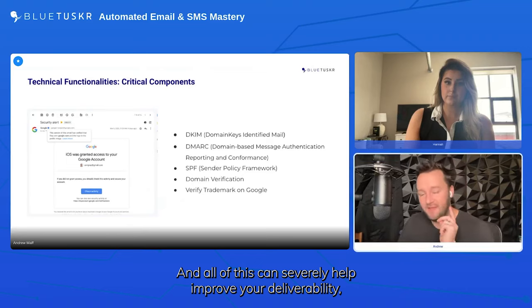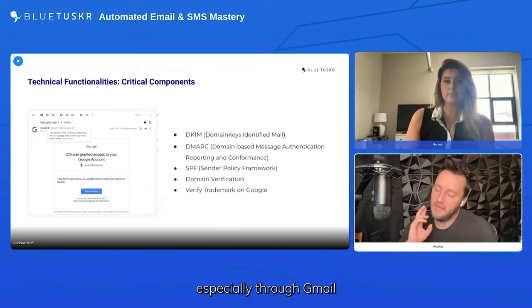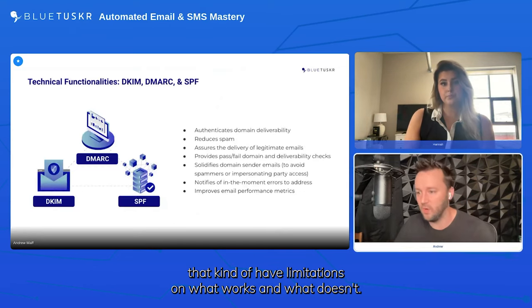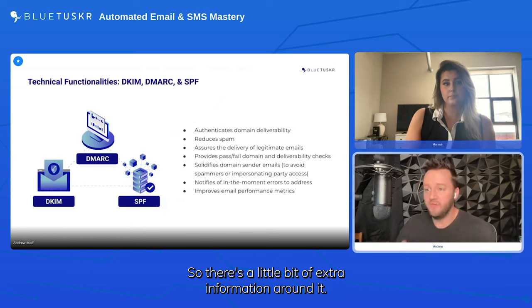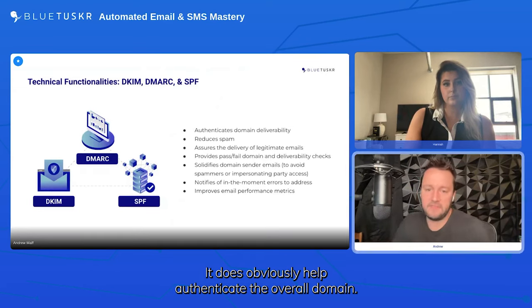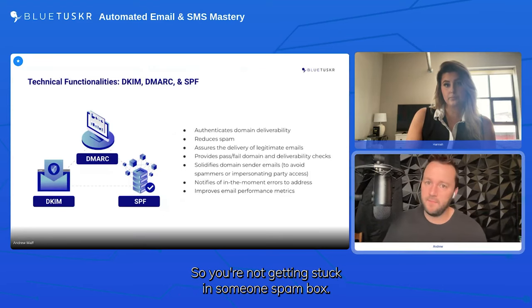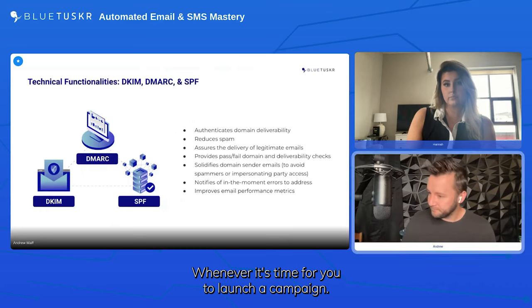And all of this can severely help improve your deliverability, especially through Gmail and especially with all the different iOS changes that happen that kind of have limitations on what works and what doesn't. So this is a little bit of extra information around it. It does obviously help authenticate the overall domain. It helps completely reduce the spam side of things so that you're not getting stuck in someone's spam box whenever it's time for you to launch a campaign.